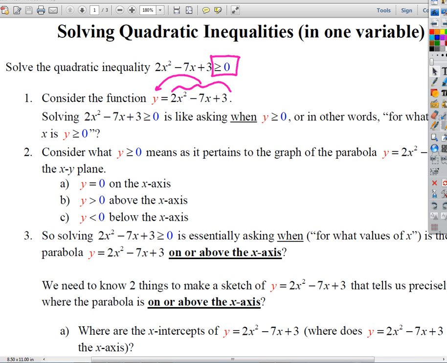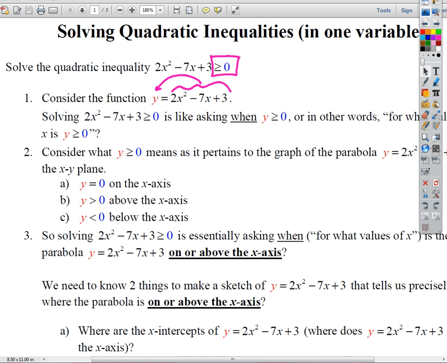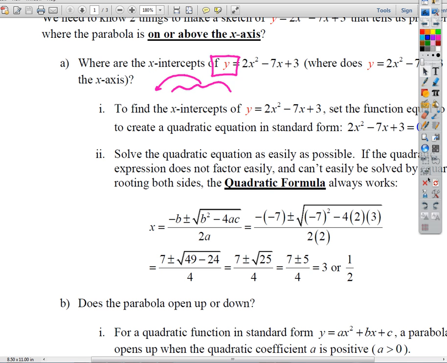If I want to sketch this parabola, there really are only two things I need in my sketch. It does not need to be accurate at all. All we have to know is, where are the x-intercepts? So where does it cross the x-axis, and does it open up or down? Doesn't that make sense? That's all I really need.